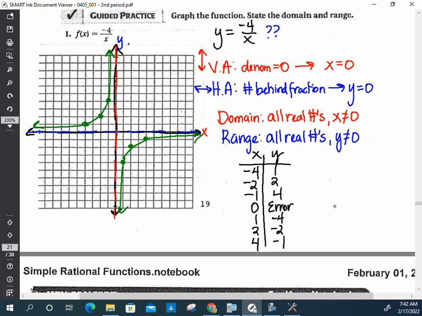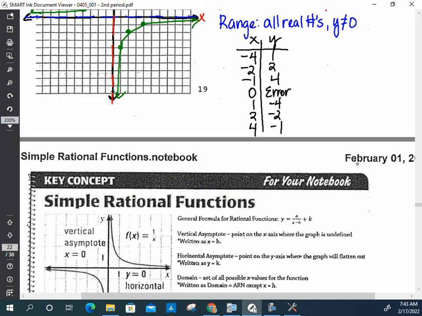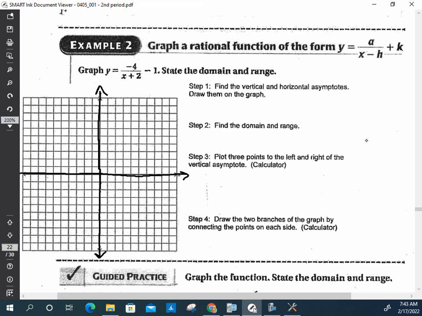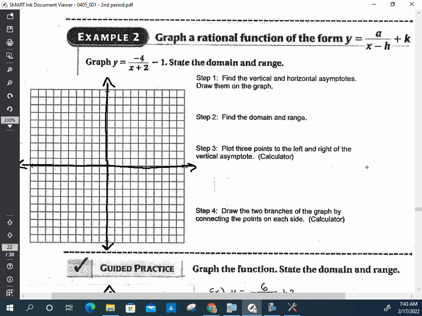So we did every single part. We did it a little bit quicker than we did the first graph. So now we got 2 graphs under our belt. Next 2 examples. Now the denominator is going to be a little bit more complex. So it'll be x plus a number, x minus a number. Same exact rules apply.